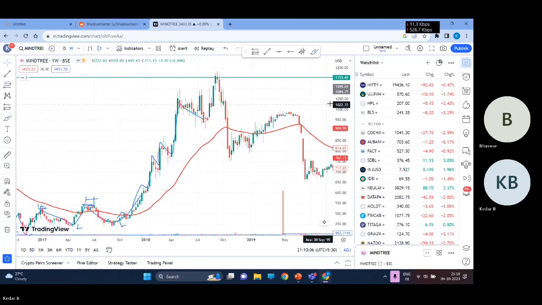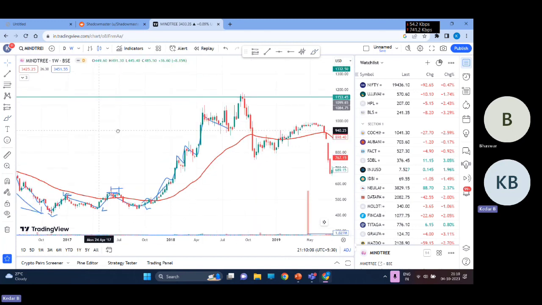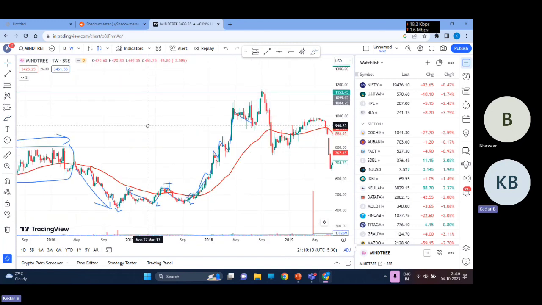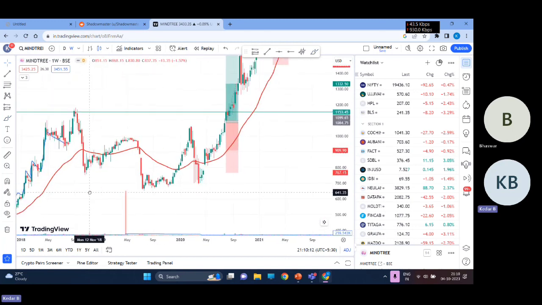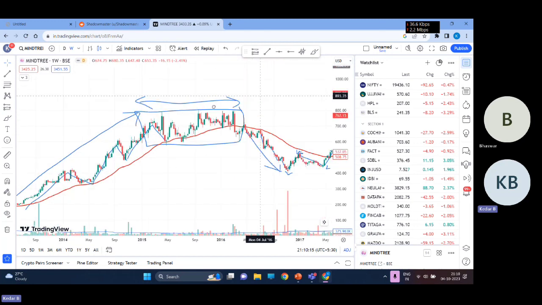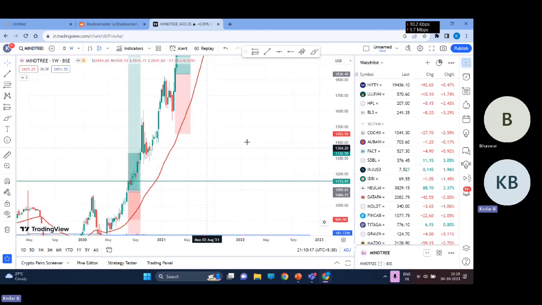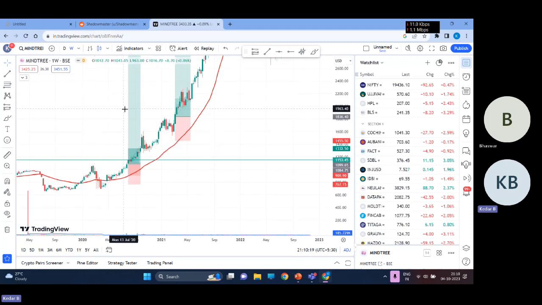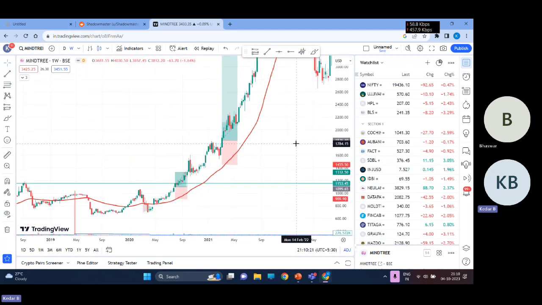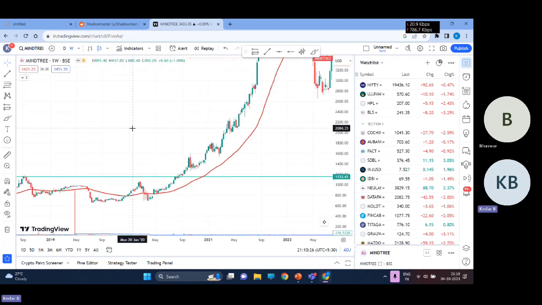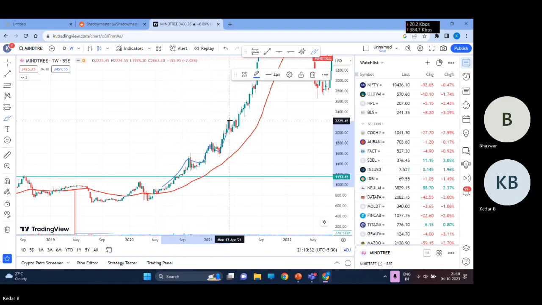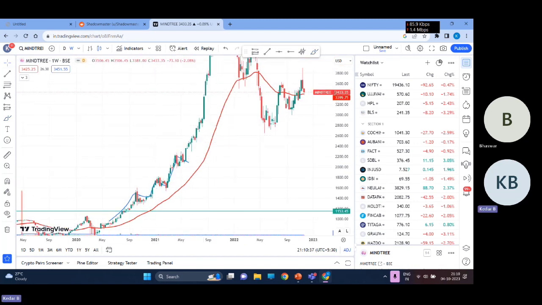You can see here. So this was just a brief example of what is an uptrend, what is a downtrend, and what is a sideways trend. You can even see it here. Let me just remove this. You can see here once an uptrend began, you can see the movement.